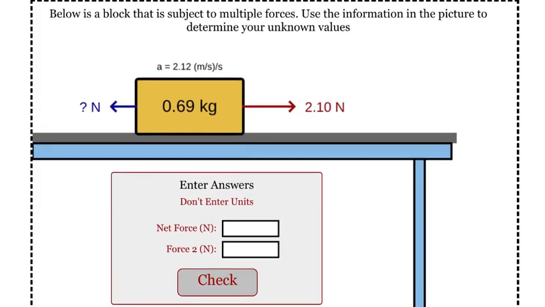So in this example here, we have a block of 0.69 kilograms. There's a force to the right of 2.10 newtons. The force to the left is unknown. The acceleration of the block is 2.12 meters per second squared. They want to know the net force.